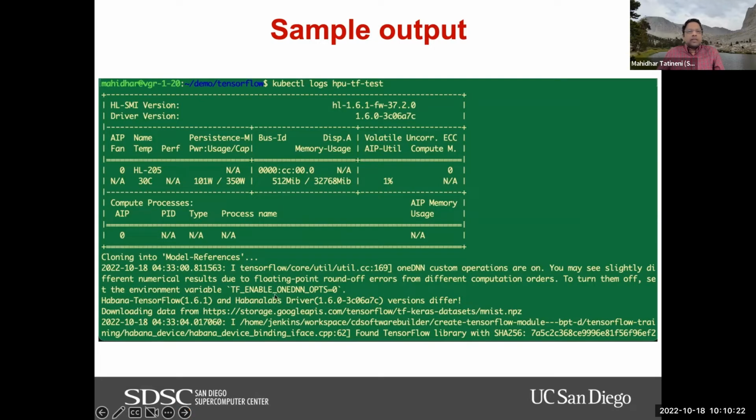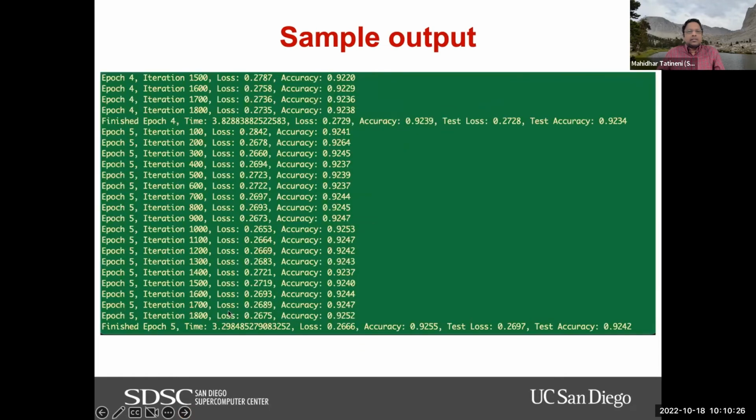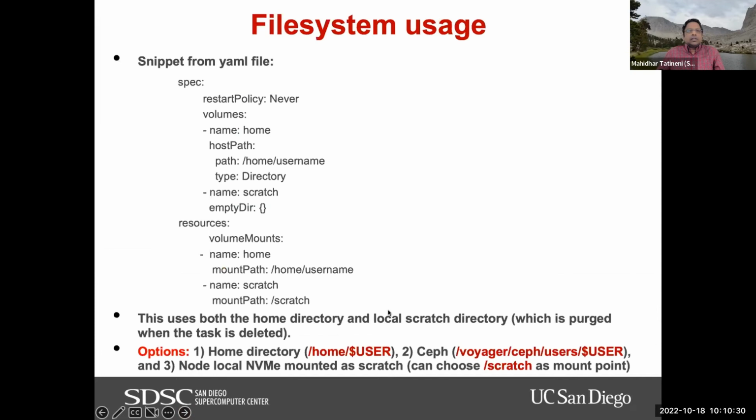The HLSMI output, and then output from the TensorFlow part of it. Now comes the file system usage question. So here's a snippet of what you can do.